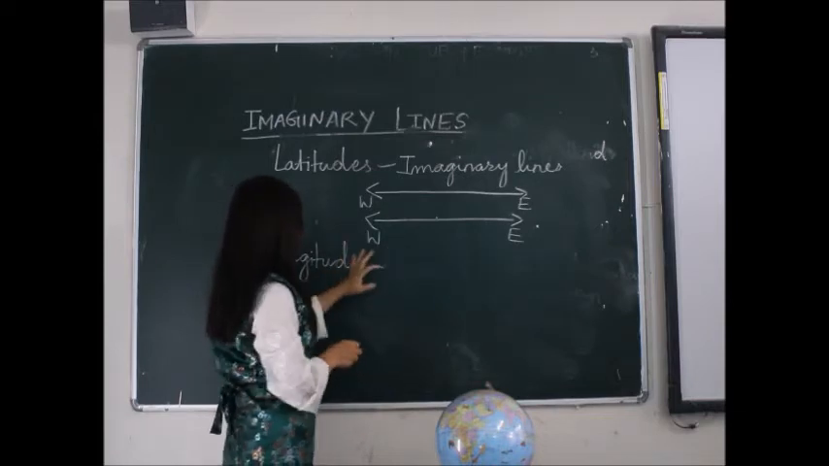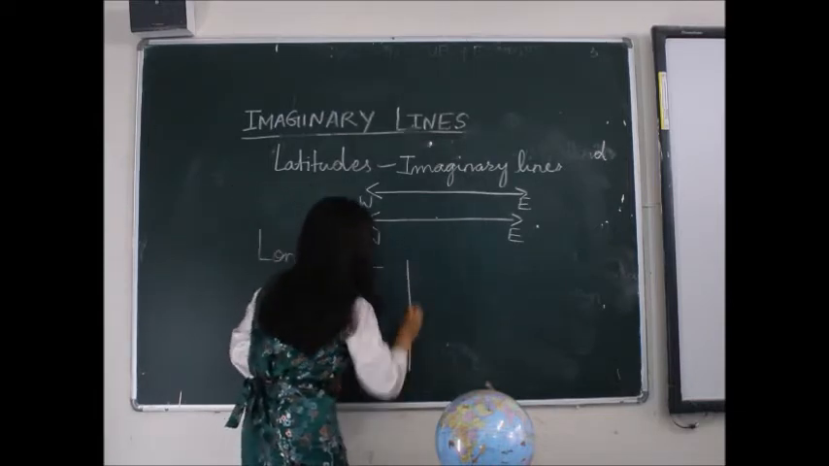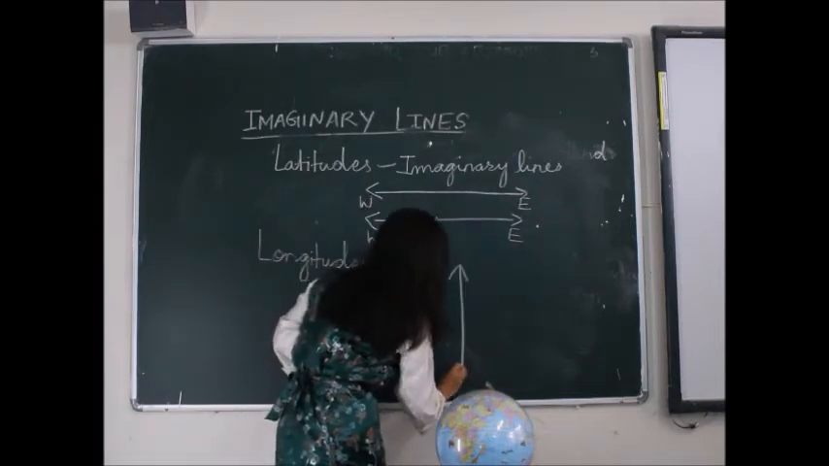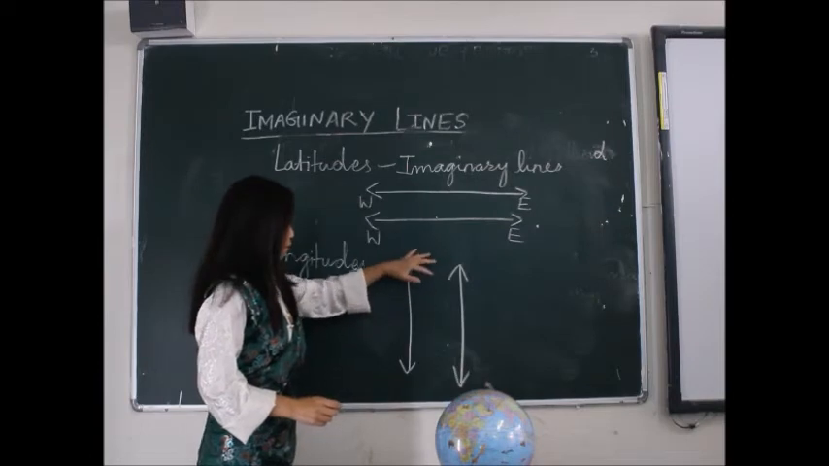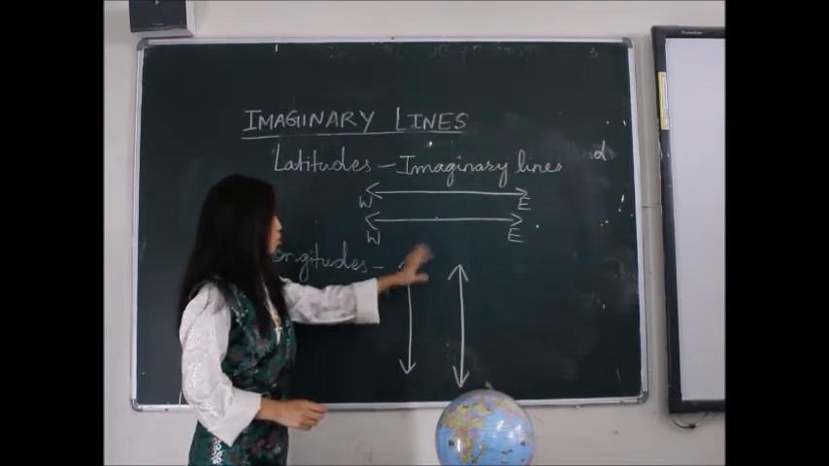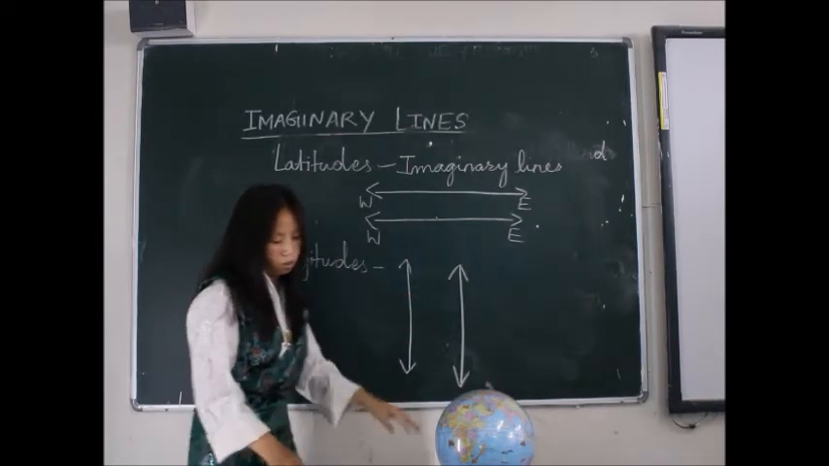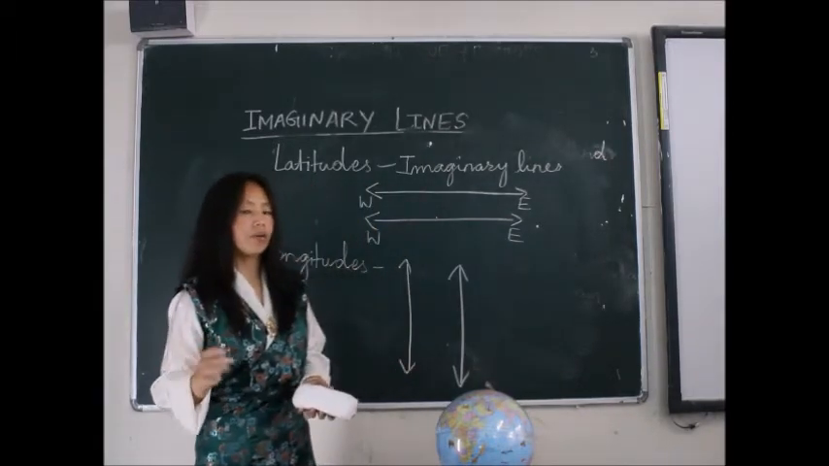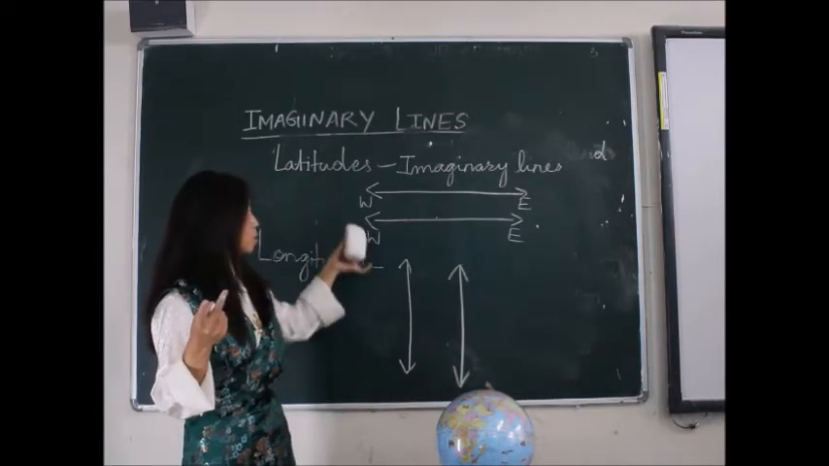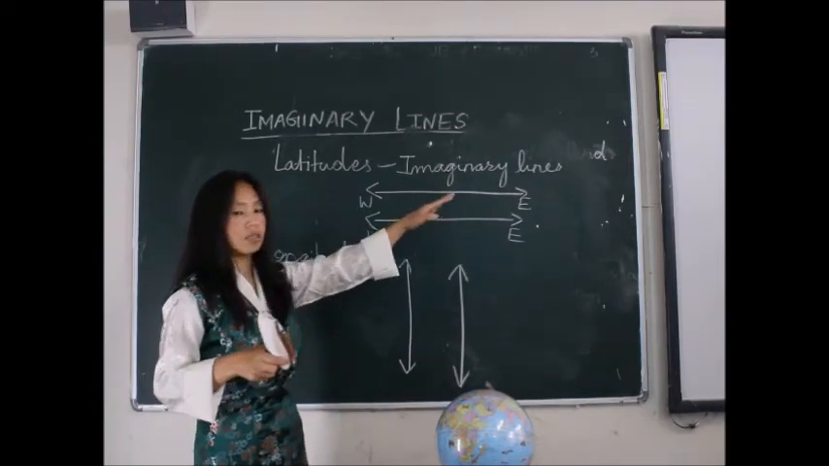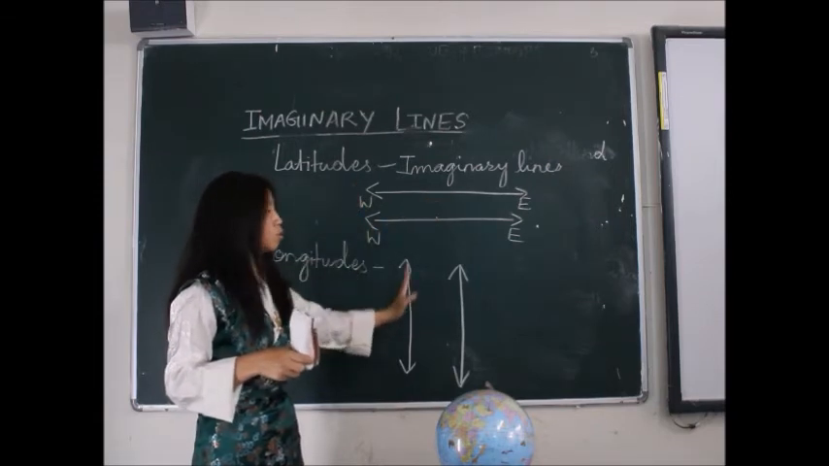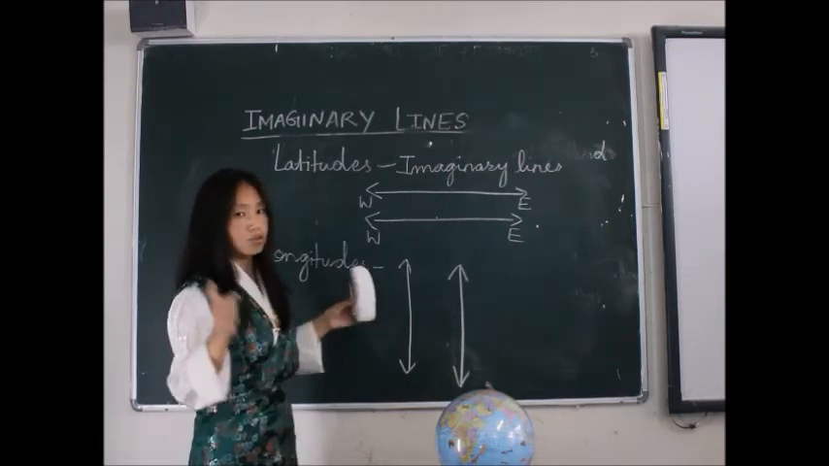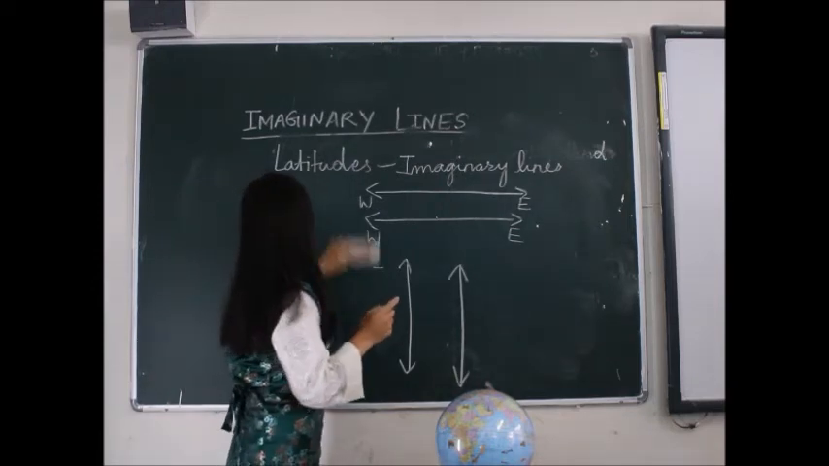And longitudes are the vertical lines. Longitudes are the vertical lines that run from north to south. So these are the latitudes and the longitudes, right? Today we are going to study two imaginary lines, latitudes and longitudes. Latitudes are horizontal, straight, and longitudes are vertical. Today we are going to focus only on the latitudes.